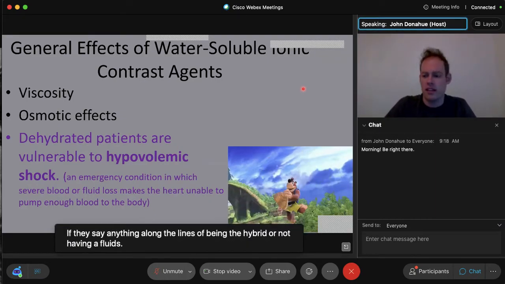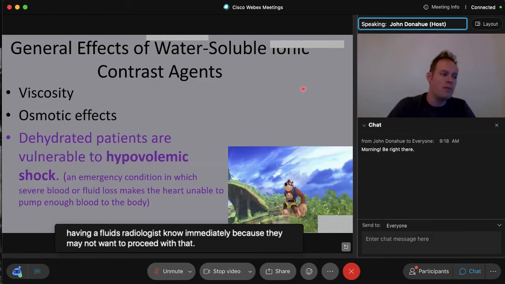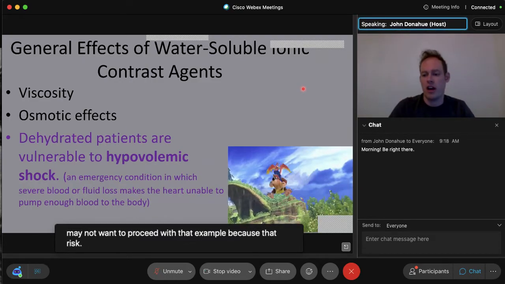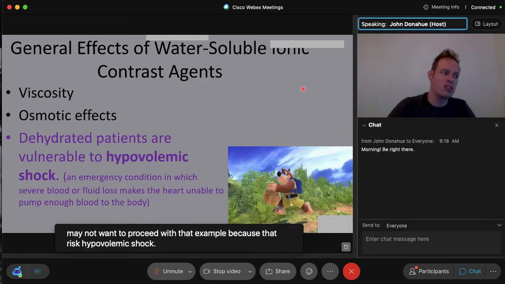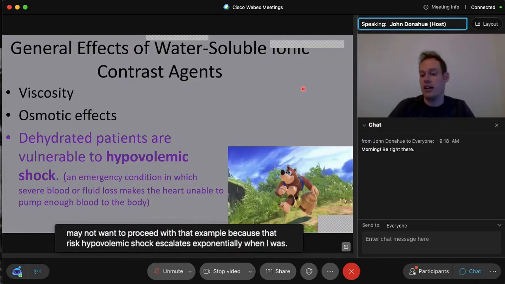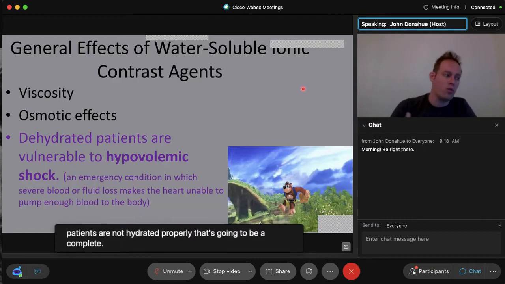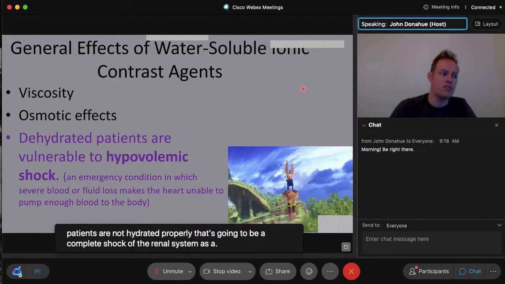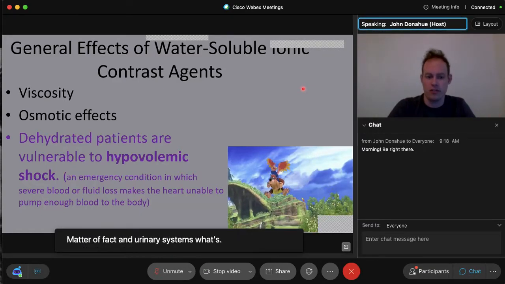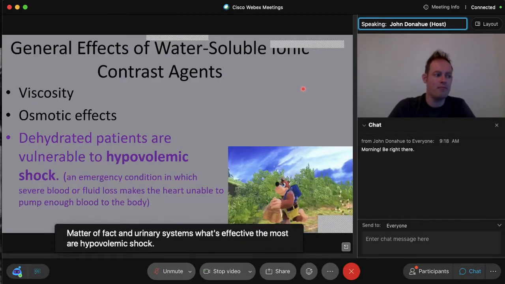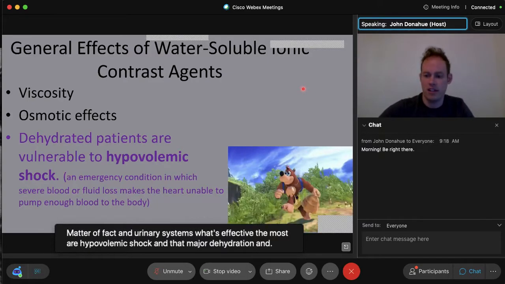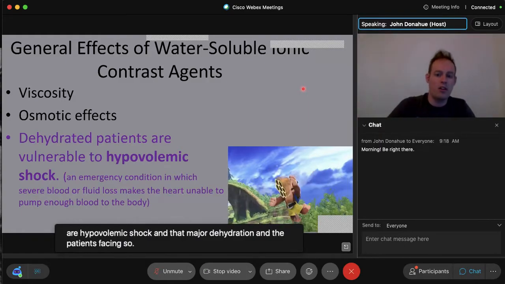If they say anything along the lines of being dehydrated or not having enough fluids, you want to let that radiologist know immediately, because they may not want to proceed with that exam, because that risk of hypovolemic shock escalates exponentially when those patients are not hydrated properly. That's going to be a complete shock of the renal system, as a matter of fact. The urinary system is what's affected the most during that hypovolemic shock and that major dehydration that the patient is facing. So definitely something to remember there, to write down.